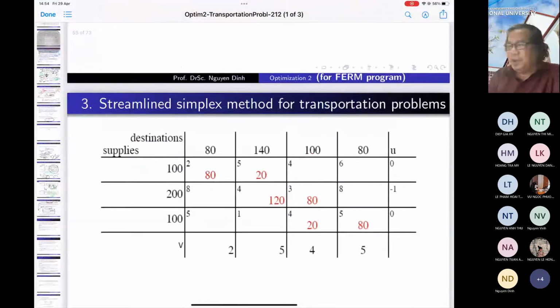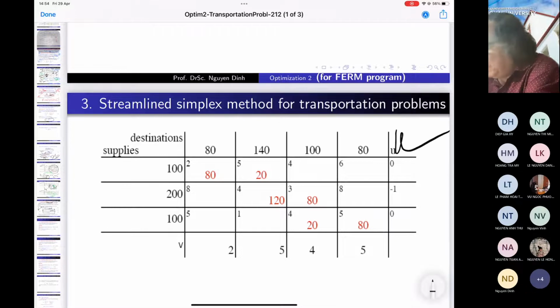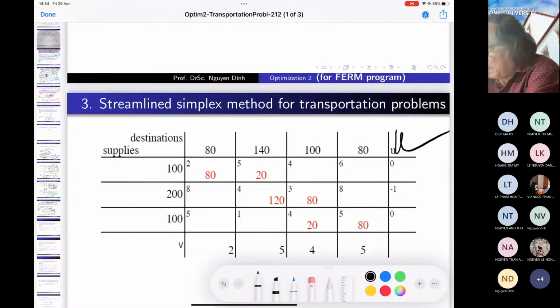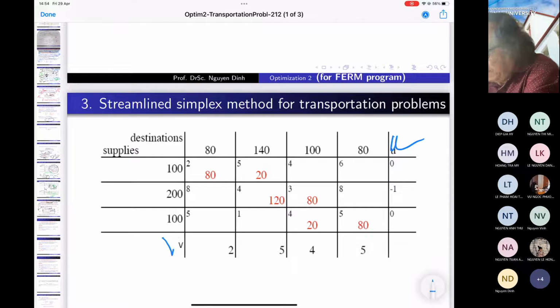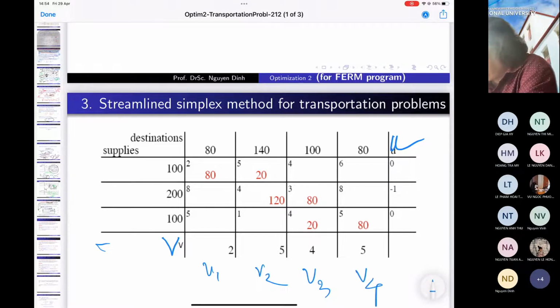Here, suppose that you have this one. Is that okay? And I write down here one more column, which is U. Just a moment. One more column is U here and V here. This row is V. Is that okay? And here is V1, V2, V3, V4, and this is U1, U2, U3. Is that okay? Here like this, U and V.